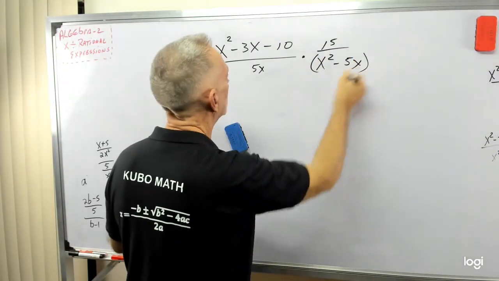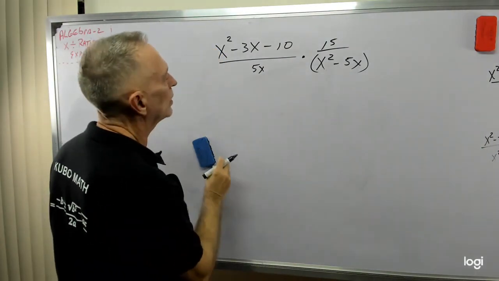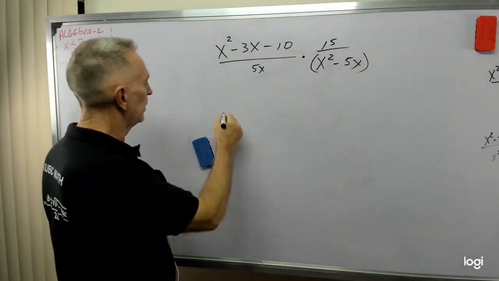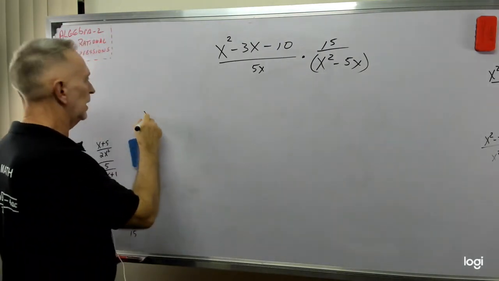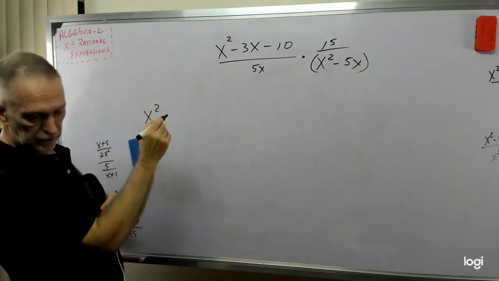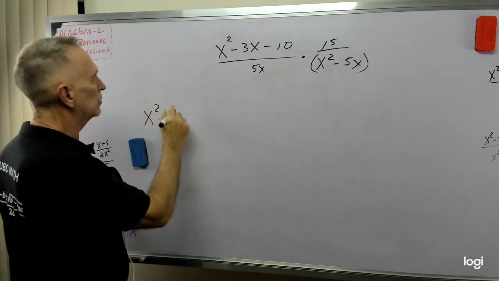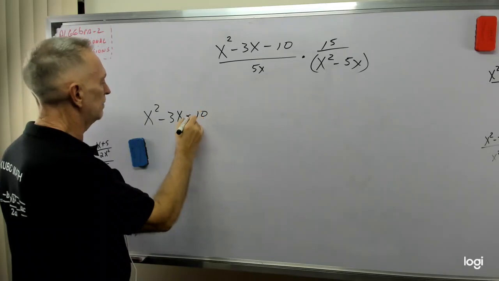Is there anything we can do here to reduce? Let's try to factor this numerator. So I'll put it over here: x to the second power minus 3x minus 10.